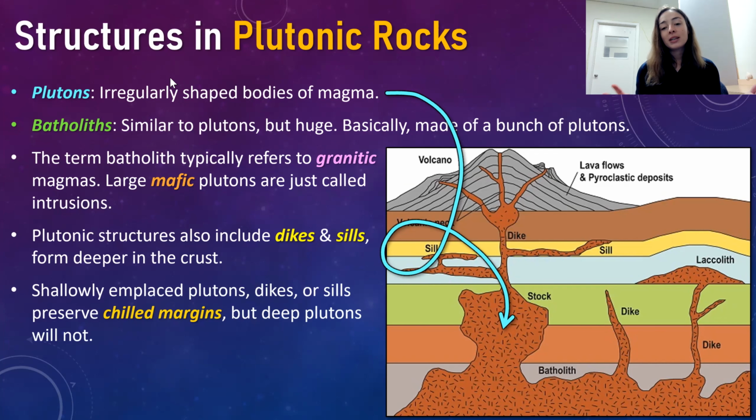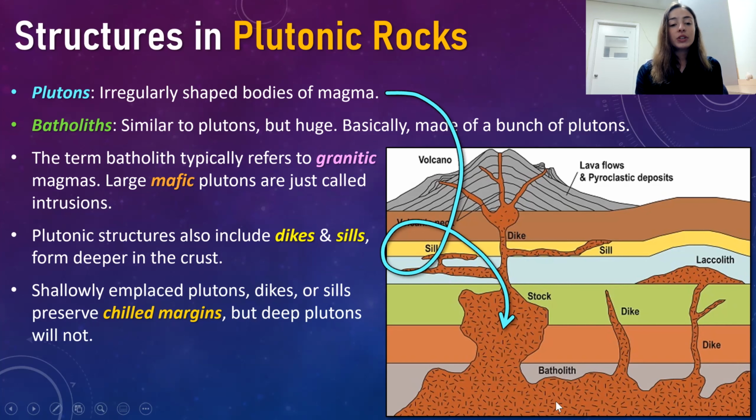Now moving to structures in plutonic rocks. Plutonic igneous rocks or igneous magmas are a little bit further down or deeper down in Earth's crust than hypabyssal or shallowly cooling rocks, and they form structures called plutons and batholiths. Plutons are literally just irregularly shaped bodies of magma, so it's pretty simple. Batholiths, however, are also bodies of magma, but the difference is just that batholiths are freaking huge. Batholiths are basically made of a bunch of plutons, and so they become really, really large over time as more plutons form and add on to that batholith.